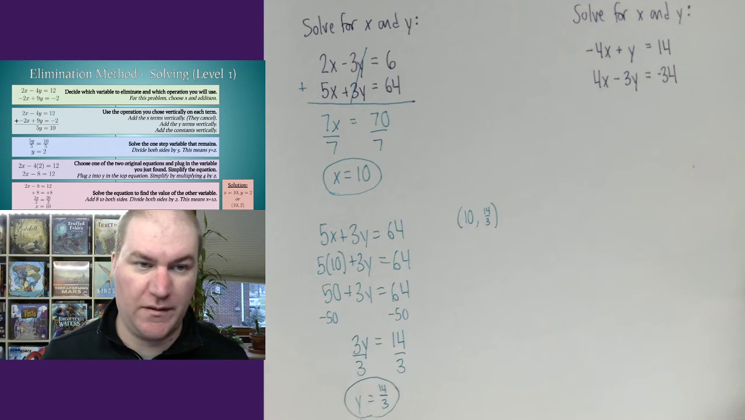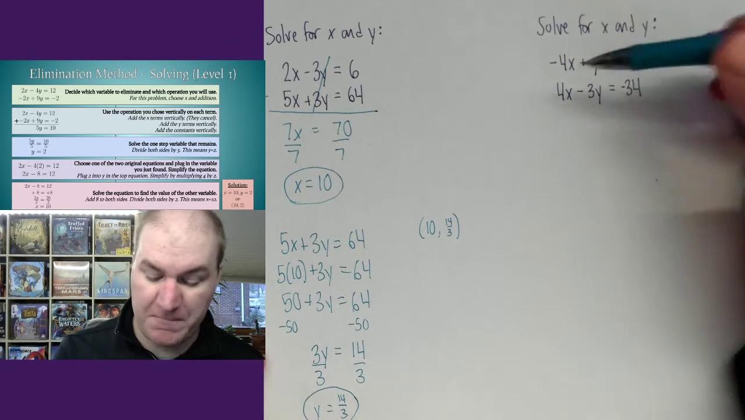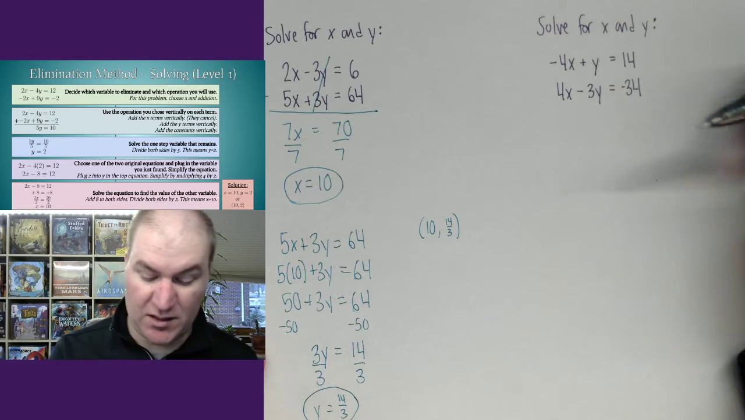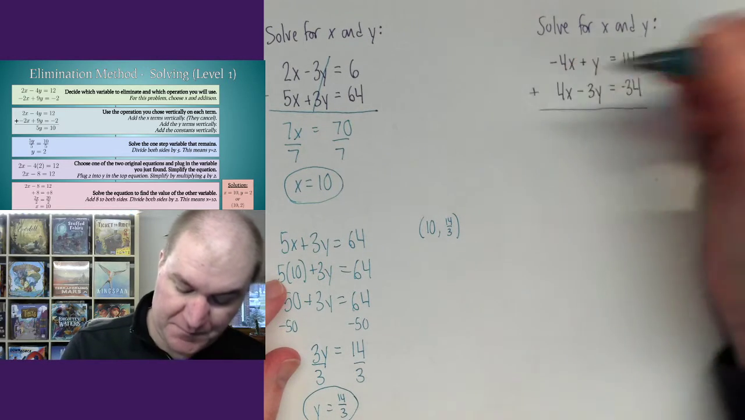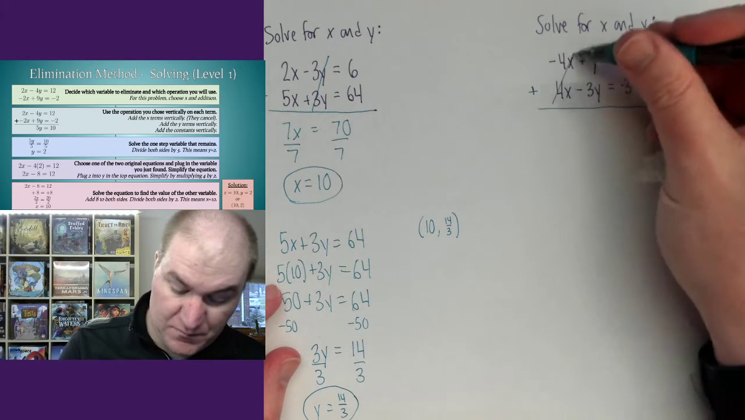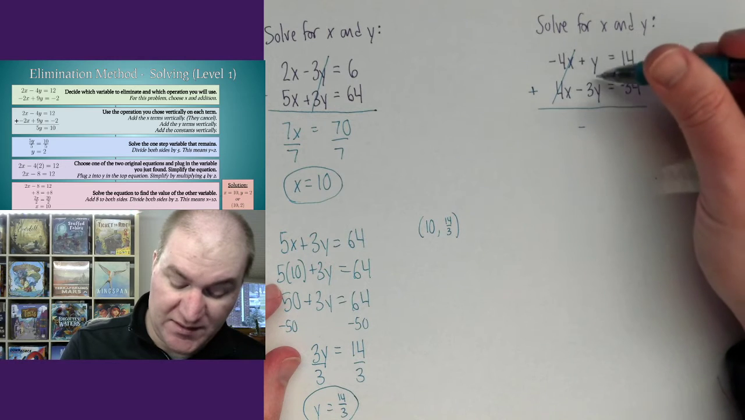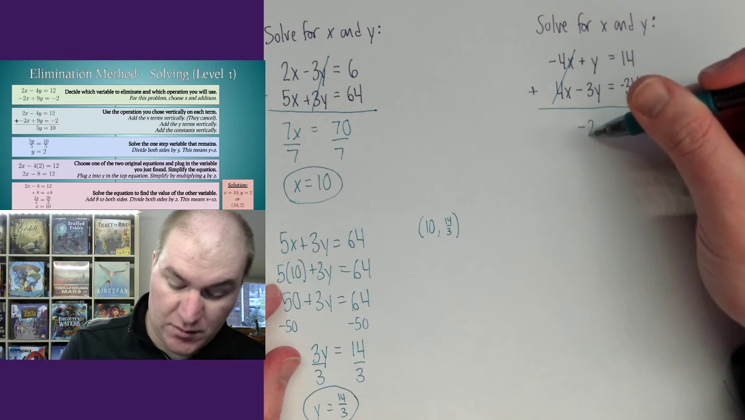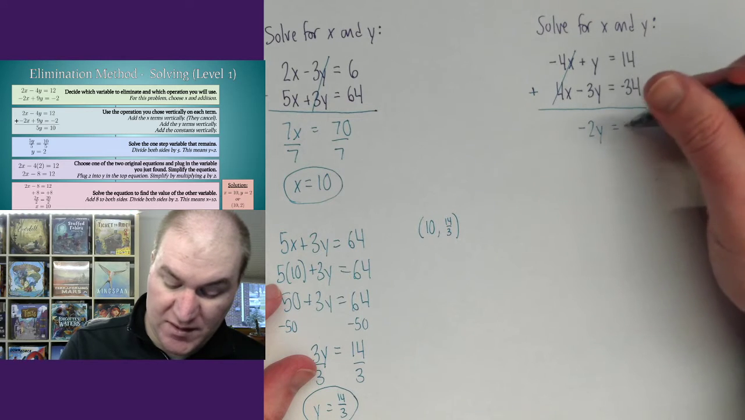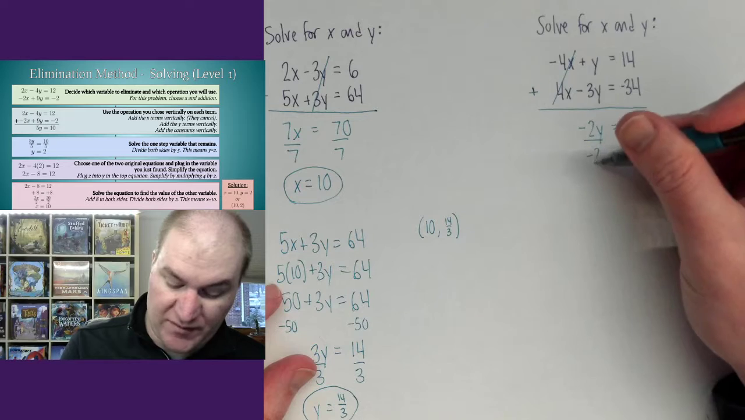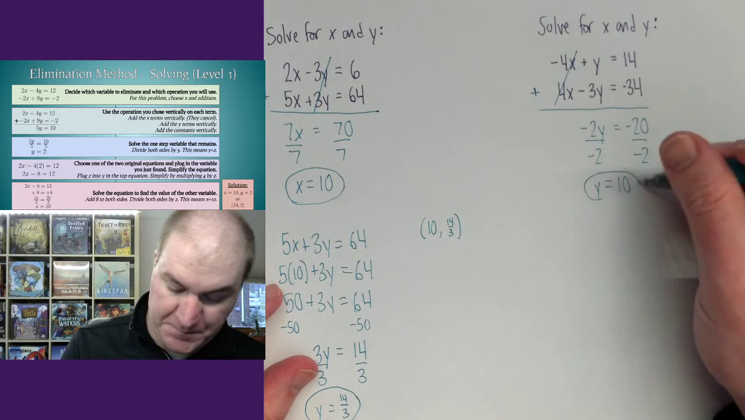All right, let's do another example. This one, same direction, solve for x and y. I notice my x's here are opposites, so I'm going to add. So when I add those, they cancel. Y plus negative 3y is negative 2y. And 14 plus negative 34 is negative 20. And I'm going to divide both sides by negative 2, and I get y equals 10.